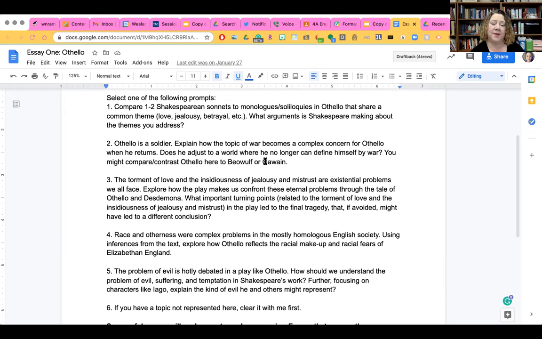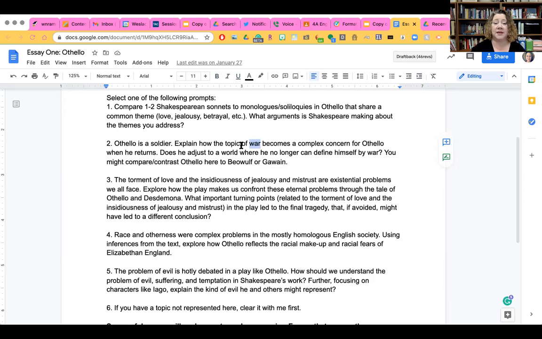Number 2 is about the topic of war. Hopefully you're noticing that war, love, jealousy, betrayal are the types of things that I've had at the bottom of the study guide in that list of 10 for every act that we've been studying of Othello, because I thought if I got you to think about that, you'd have a head start, not just on the midterm, but also on the paper.